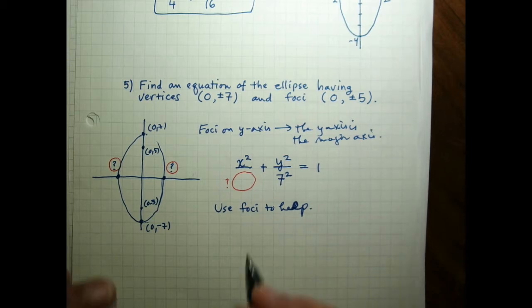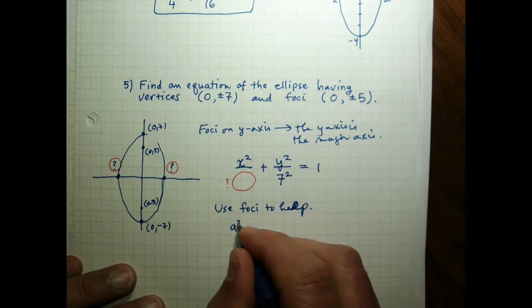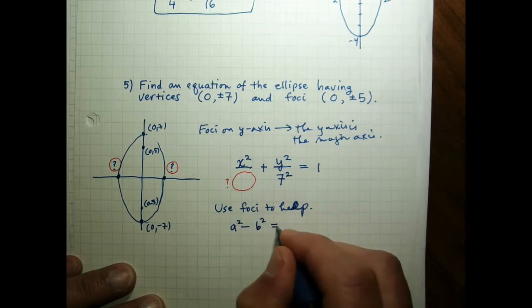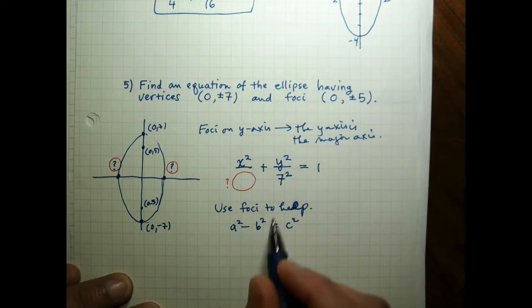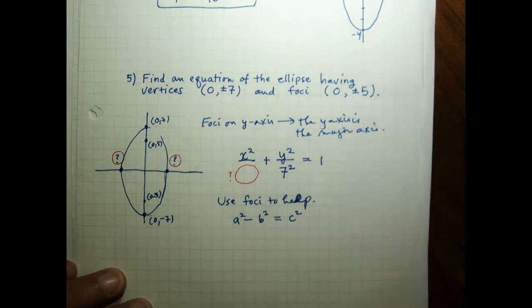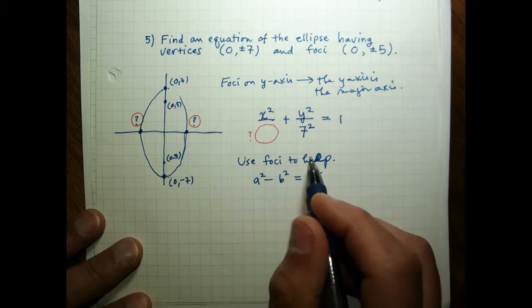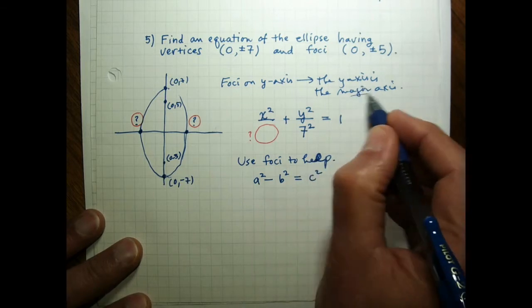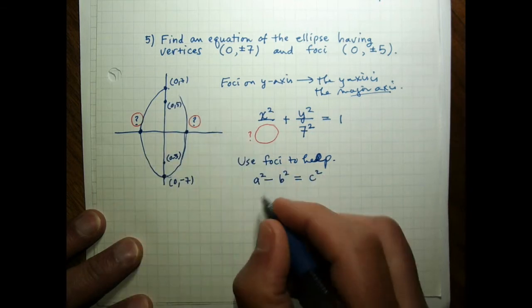And the foci equation is that a squared minus b squared equals c squared. That's how the a squared, b squared, the denominators of the x squared and y squared, are related to the foci coordinates, right? And so what do we know here? Well, if the y-axis is the major axis, then 7 is the a value.